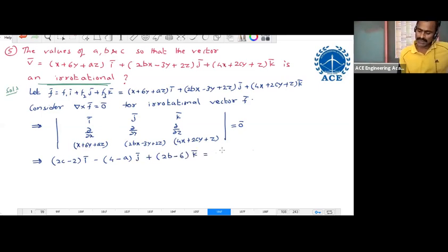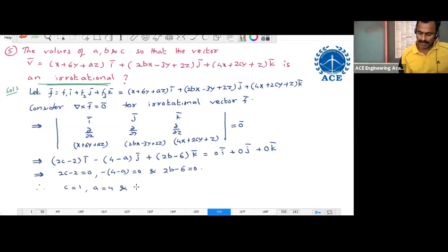But 0 bar is a vector with zero magnitude. We write this as 0 into i bar plus 0 into j bar plus 0 into k bar. If we compare the i bar, j bar, k bar coefficients on both sides, 2c minus 2 equal to 0, 4 minus a equal to 0, and 2b minus 6 equal to 0. Therefore, c equal to 1, a equal to 4, and b equal to 3. So for these values of a, b, c, the given vector function becomes irrotational, otherwise not irrotational.